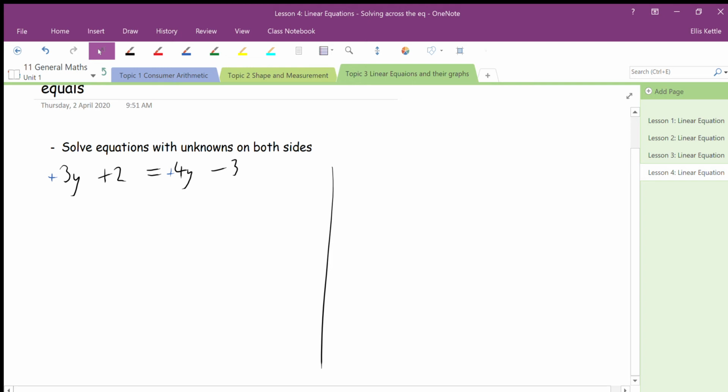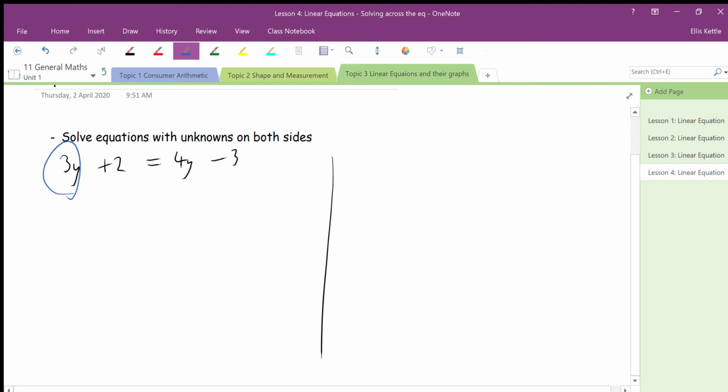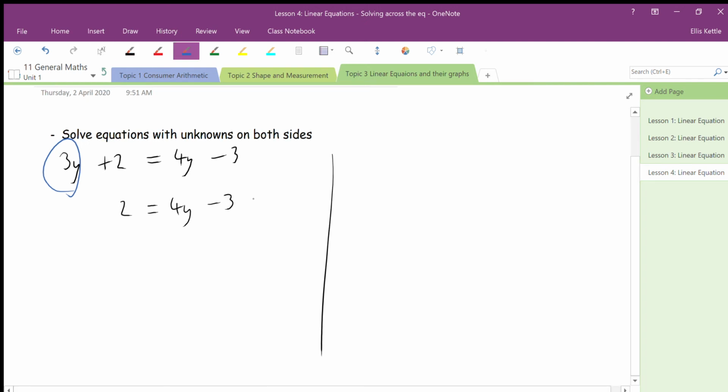Let's jump into it. My goal is going to be letters on the right, numbers on the left. So let's start off. I don't want 2 y's, I only want 1. So let's move this guy onto the other side. 2 equals 4y minus 3, and this 3y becomes minus 3y.